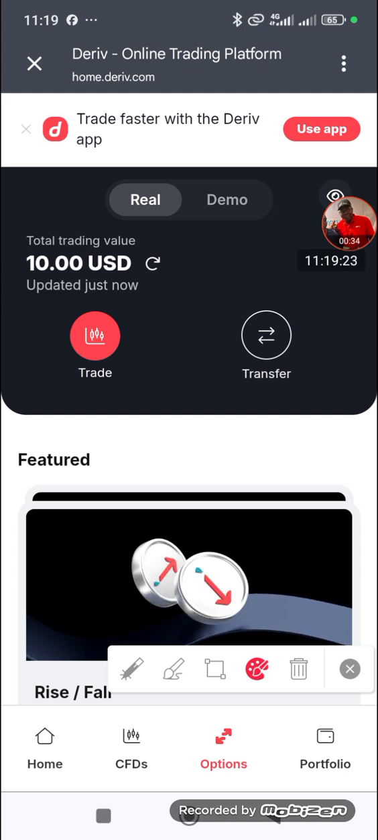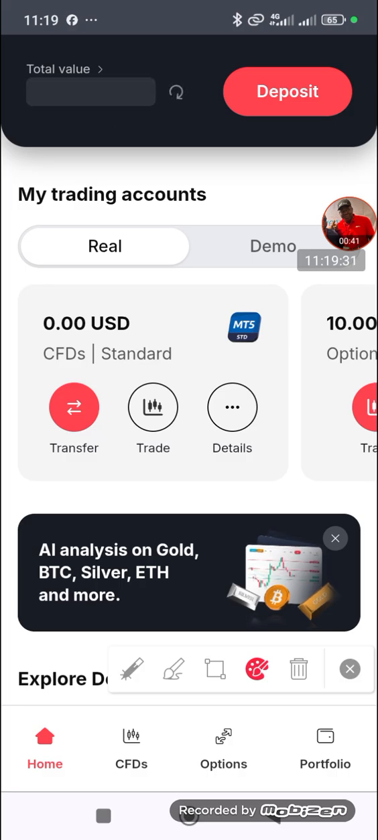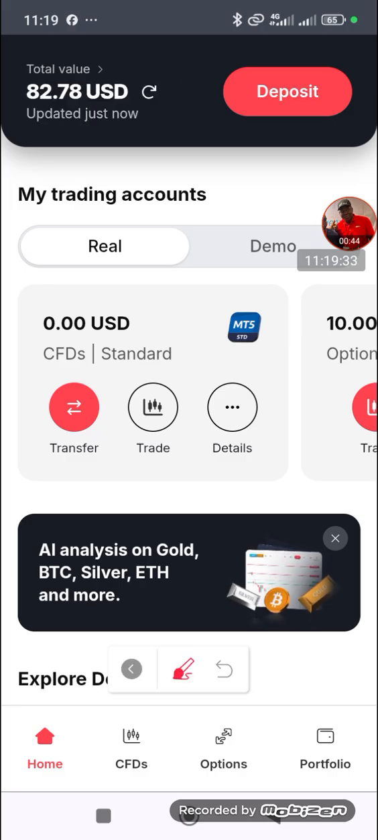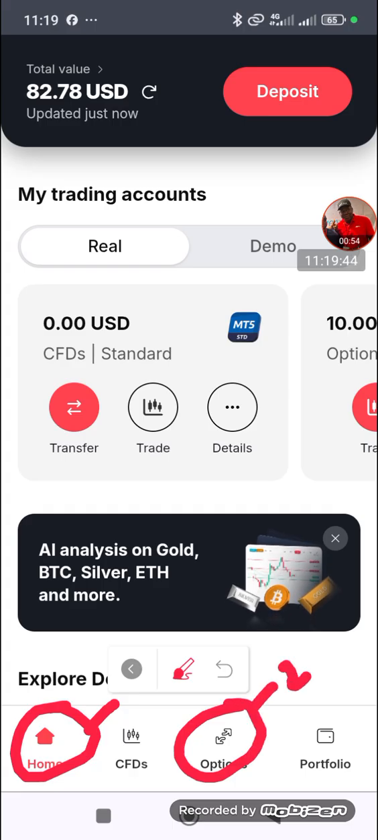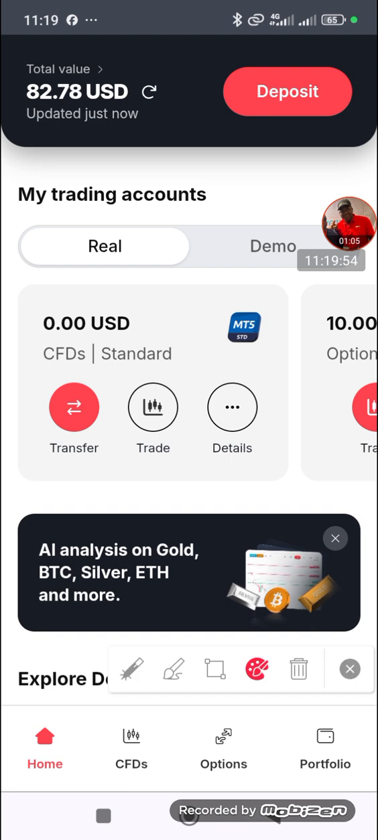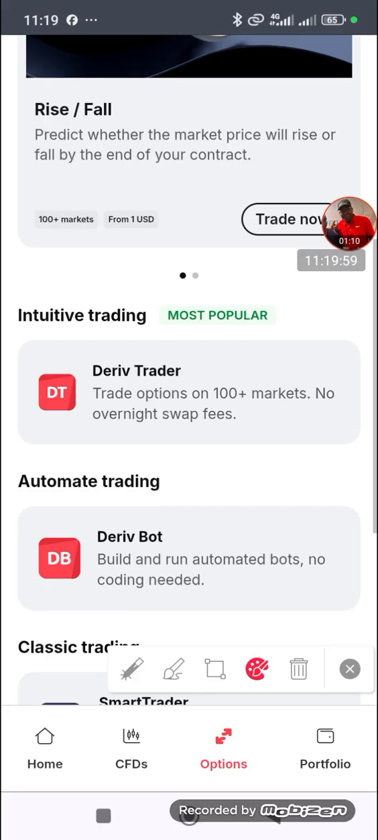Number one, once you come to your home page, like this is my home page, okay? This is home, this is the first one. That's what you see like this. Then the second one here is the option, so you click on options. Once you click on the option, you get to see it. So I've selected the option. All you need to do is scroll down.